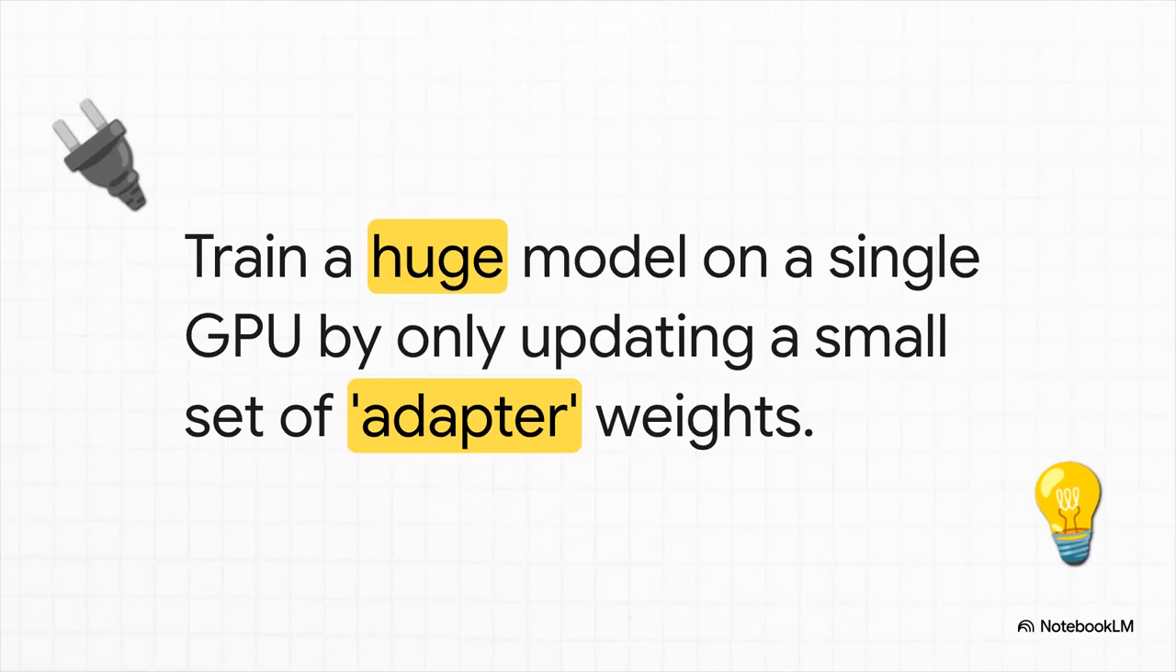First up, we have PEFT, which stands for Parameter Efficient Fine-Tuning. And this is a total game changer. Instead of trying to retrain a massive model with billions of parameters, PEFT freezes the original model and just trains a tiny set of adapter layers on top of it. What does that mean for you? It means you can fine-tune absolutely huge models on a single consumer GPU. That was literally unthinkable just a couple of years ago.